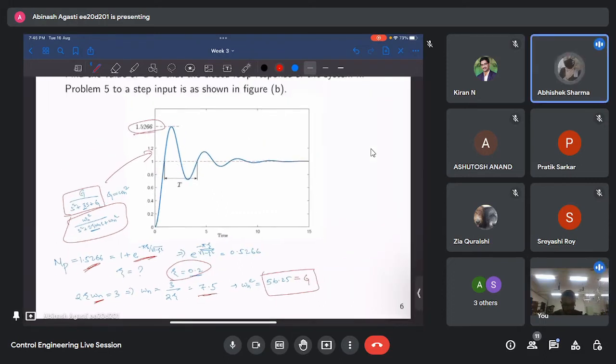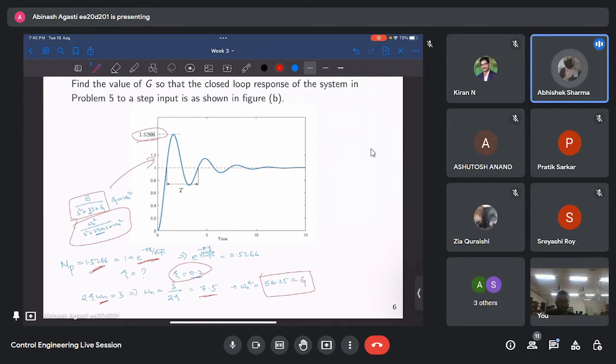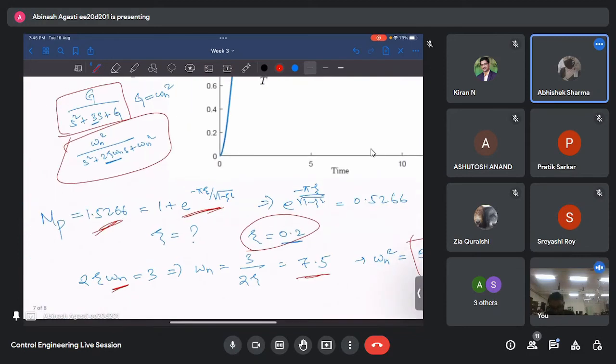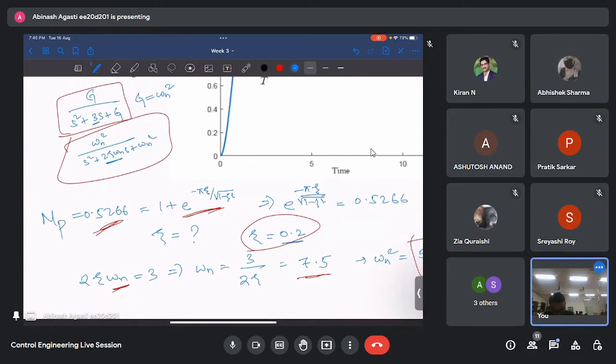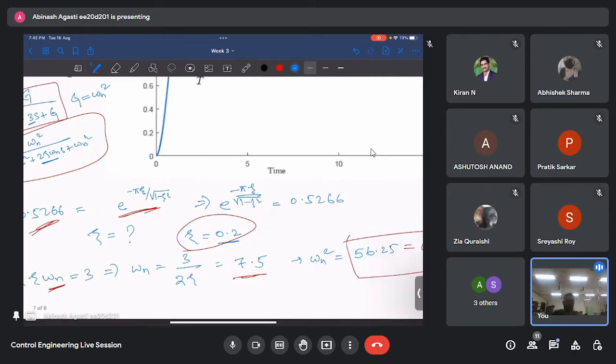Correct? Anyone have any doubts? Peak overshoot is the difference between 1 and the maximum value. Sorry, so this is 1 plus the point. Here 1 plus was written. Basically you have to equate the e to the power formula with whatever extra you have. Correct?